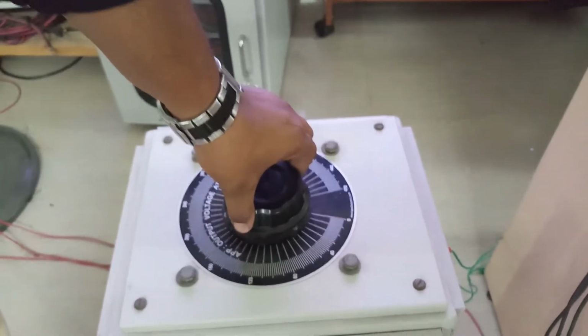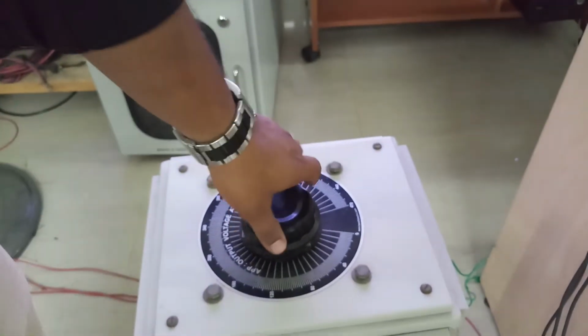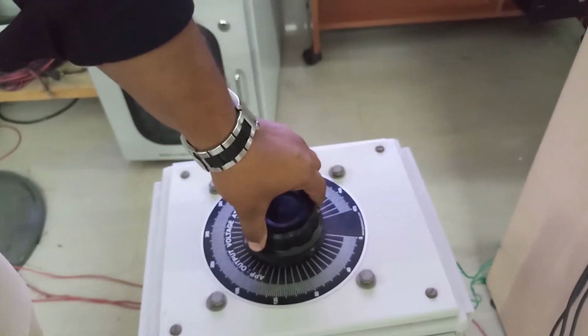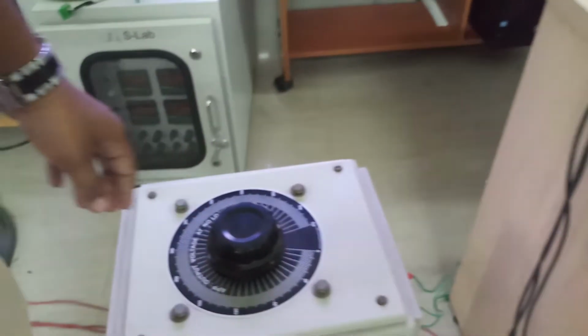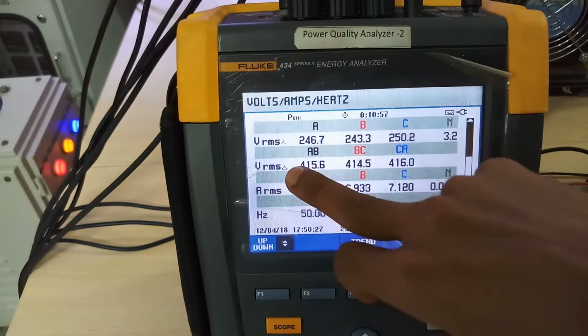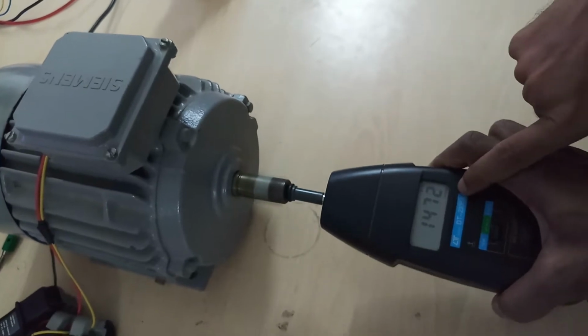So vary the input AC supply a little bit. Wait. Increase. We are seeing the balanced voltages for 3 phases. Next we are seeing the 1000. Checking the speed of the induction motor up to 1500. Little bit of variation, it's okay.